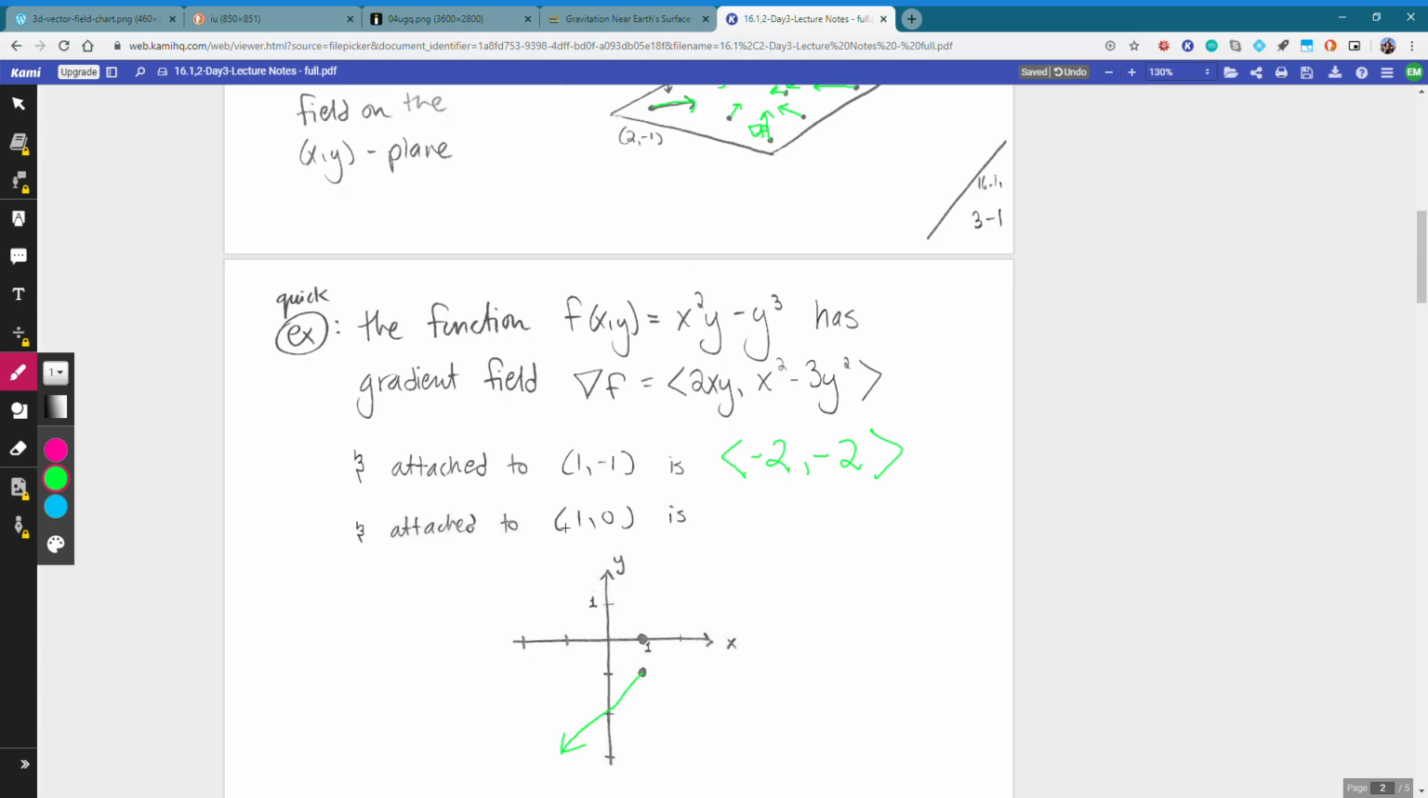And similarly, if we ask what the vector attached to (1, 0) is, plugging that in, what are we going to get? We're going to get 0 for the first component and 1 minus 0 for the second. And so attached to (1, 0) would be the vector (0, 1). So it goes 0 in the x and 1 in the y. And so that'll be the vector attached there. And you could imagine, we could plug in any other xy point in the plane that we want, and to each point we'll get one of these green vectors attached to it through our gradient field here.